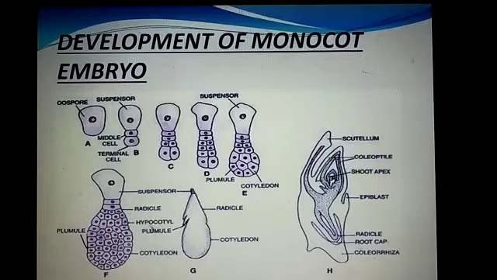Hypocotyl is a part which is below the cotyledons. This one is a radicle and suspensor cell. And this is the complete structure of monocot embryo of grass. Student, scutellum is a modified cotyledon in monocot. Okay, scutellum is a modified cotyledon in monocots.